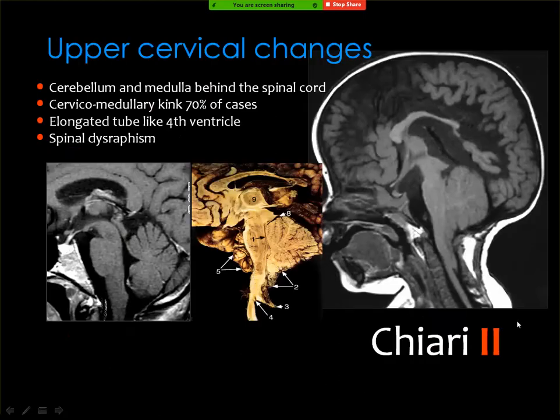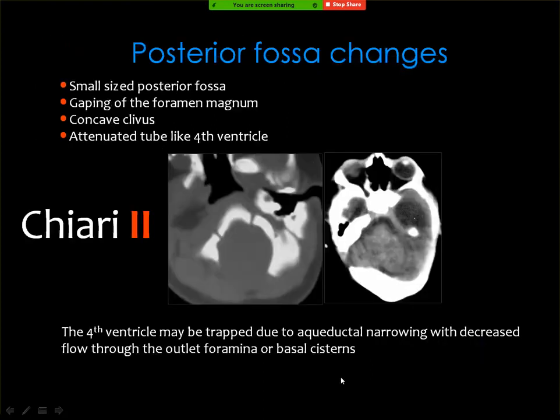Then if you look here, you see that part of the cerebellum is herniating into the upper part of the cervical spinal canal. And this will result in a stretching and almost obliteration of the fourth ventricle. This is the normal appearance of the fourth ventricle. And this is a stretched, almost obliterated fourth ventricle, which will result in supratentorial hydrocephalic changes.